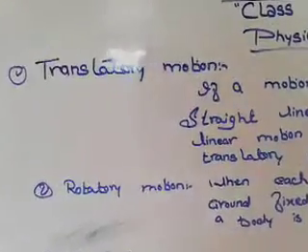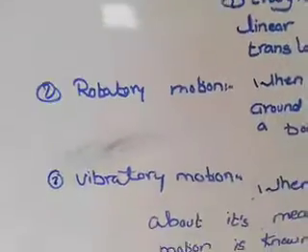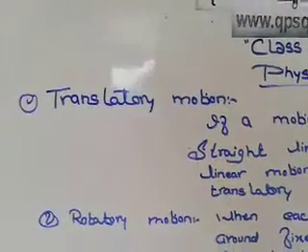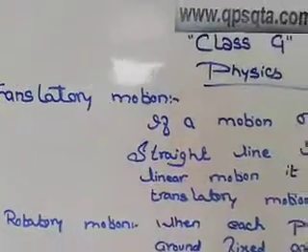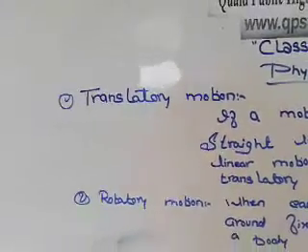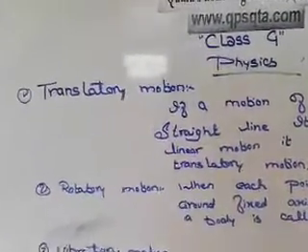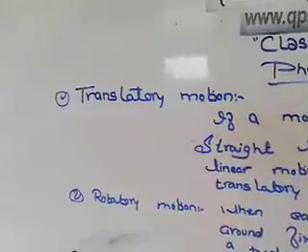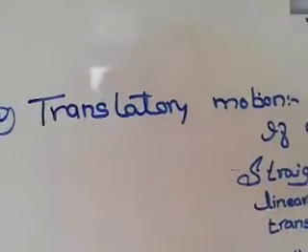There are three types of motion: translatory motion, rotatory motion and vibratory motion. At first we will study translatory motion. I gave you an example in a previous class. When you are walking on a street in a straight line, you say that you are in a motion position. That specific type of motion is called translatory motion.